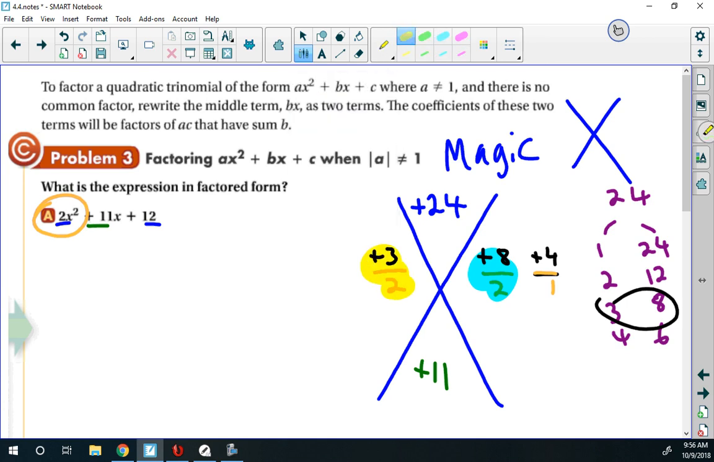We're going to use this, we're going to use this, and that's part of our answer. The denominator is going to be the coefficient. You might want to make a note of that. The denominator is the coefficient.